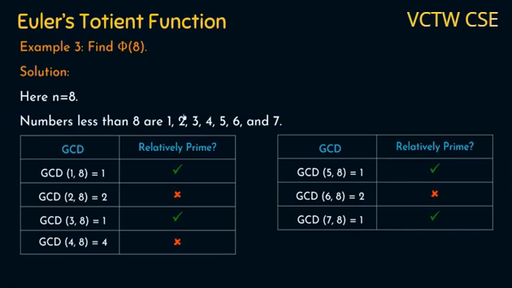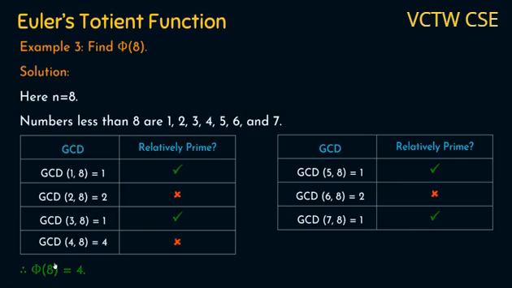Now, out of these 7 numbers, how many numbers are relatively prime to 8? 1, 2, 3, 4. So, there are 4 numbers that are relatively prime to 8. So, phi of 8 is equal to 4. I hope now you understood the concept of Euler's Totient function, which is also called the phi function.